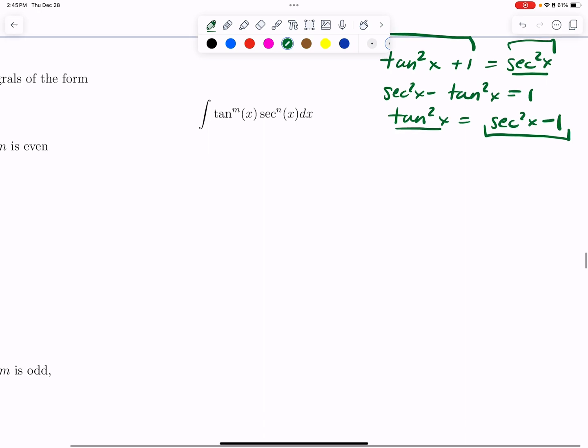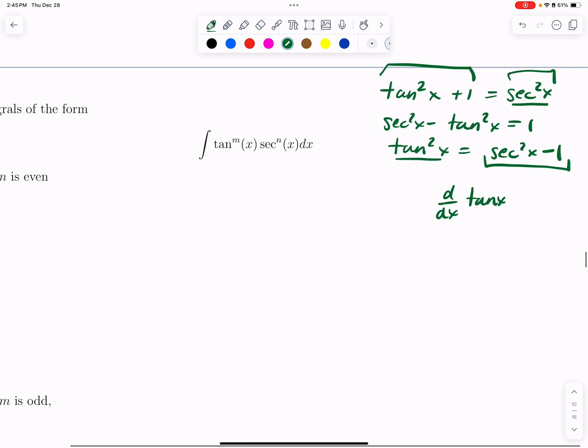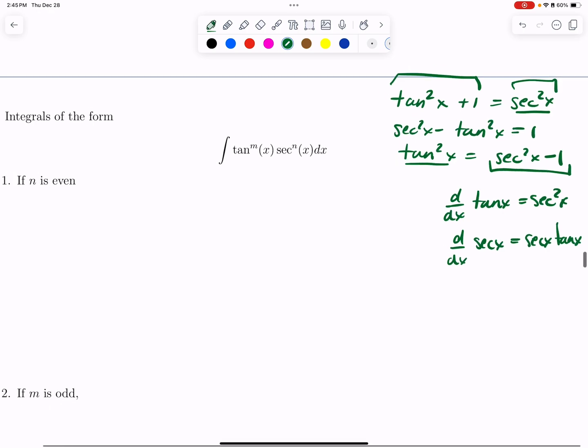Also remember the derivatives are different, right? So the derivative of tangent is secant squared, and the derivative of secant is secant x tan x. So they are not symmetric like the sine and cosine are.